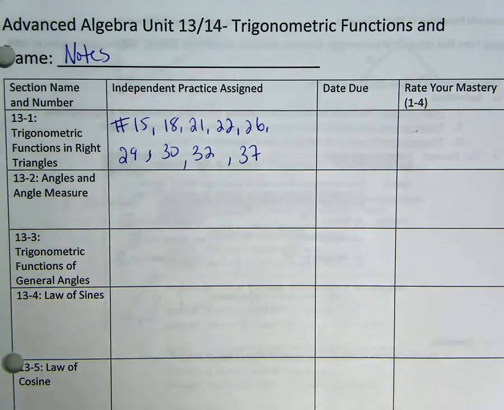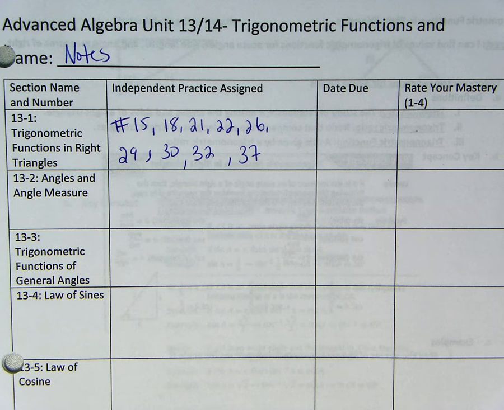All right, so this is the start of Unit 13, and then a little bit of 14 at the end. 13.1 is trig functions and right triangles. A lot of this you did last year in geometry. And then there's the homework: 15, 18, 21, 22, 26, 29, 30, 32, and 37. There's a lot of problems here. For the most part, we have 9. They just cover 13.1, it just covers a lot of the basics, so they should go very quick.